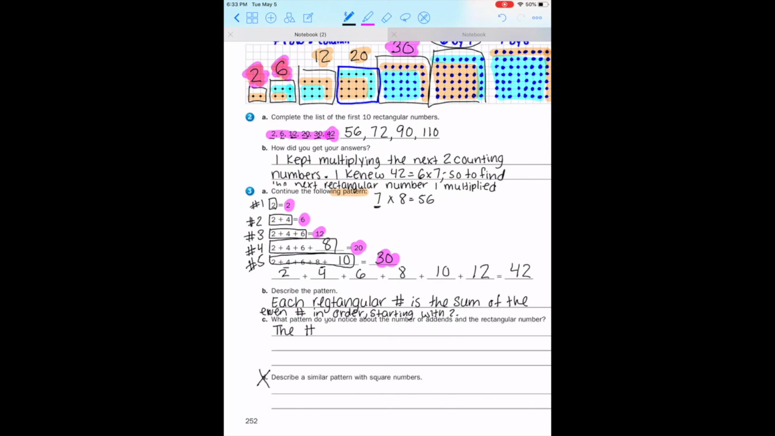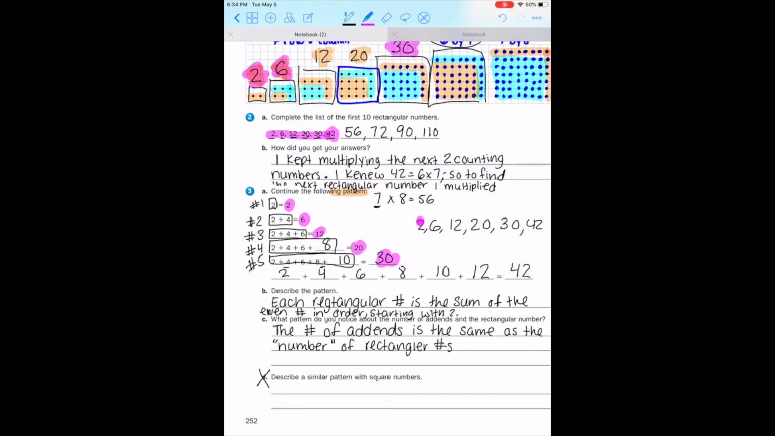So the number of add-ins, the numbers you're adding together, is the same as, I'm going to put number in quotes here, the number of the rectangular number. And whatever that means is 2, 6, 12, 20, 30, and 42. These are the first 6 rectangular numbers in order.